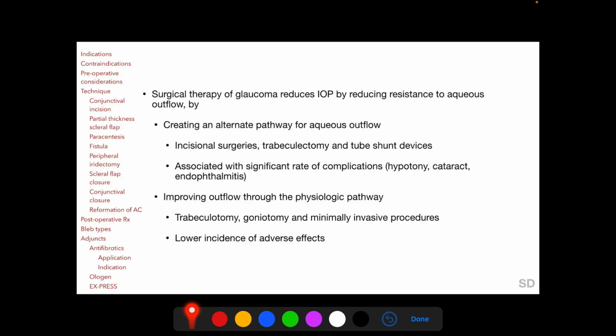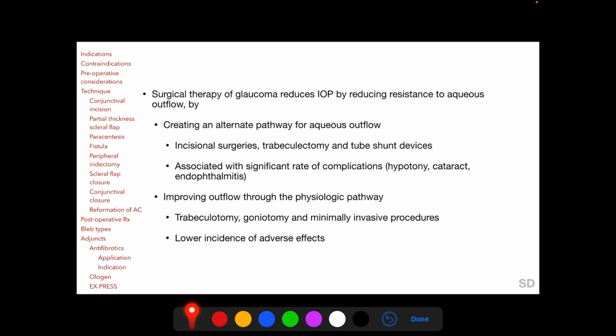Surgical therapy of glaucoma reduces intraocular pressure by reducing resistance to aqueous outflow, either by creating an alternate pathway for aqueous outflow or by improving outflow through the physiologic pathway. Incisional surgeries create an alternate pathway, and they include trabeculectomy and tube shunt devices, but they are associated with a significant rate of complications such as hypotony, cataract formation, and endophthalmitis.